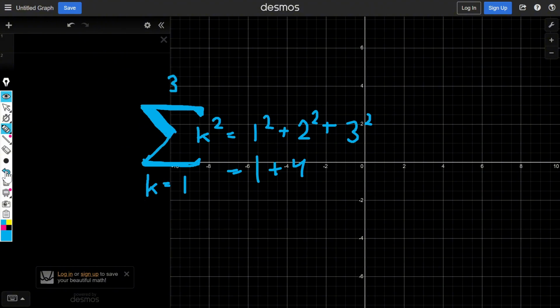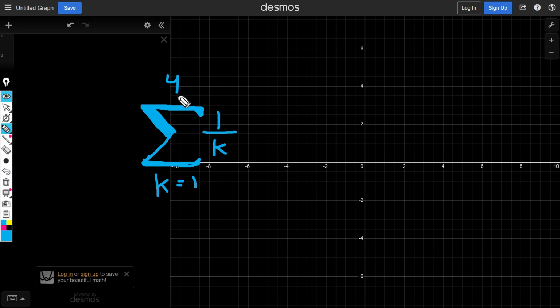Now I want to go over another example just so we can get the hang of this. Also, I should note the letter that you see here, it doesn't matter what that letter is. It could be any letter. In this case, I'm just using K because I just feel like it. Now here we're trying to find the sum of the terms between 1 and 4 of this sequence.